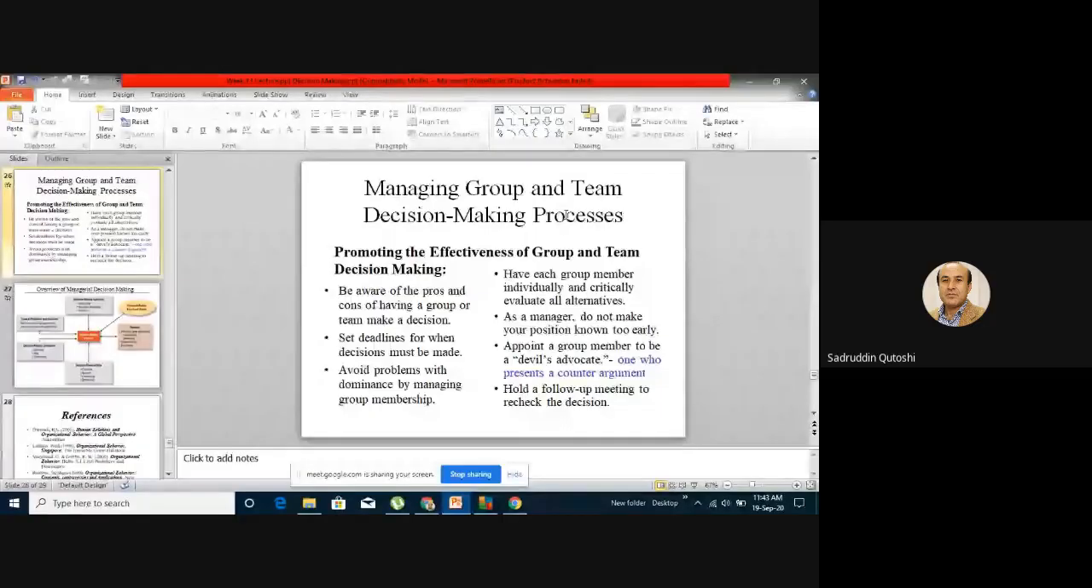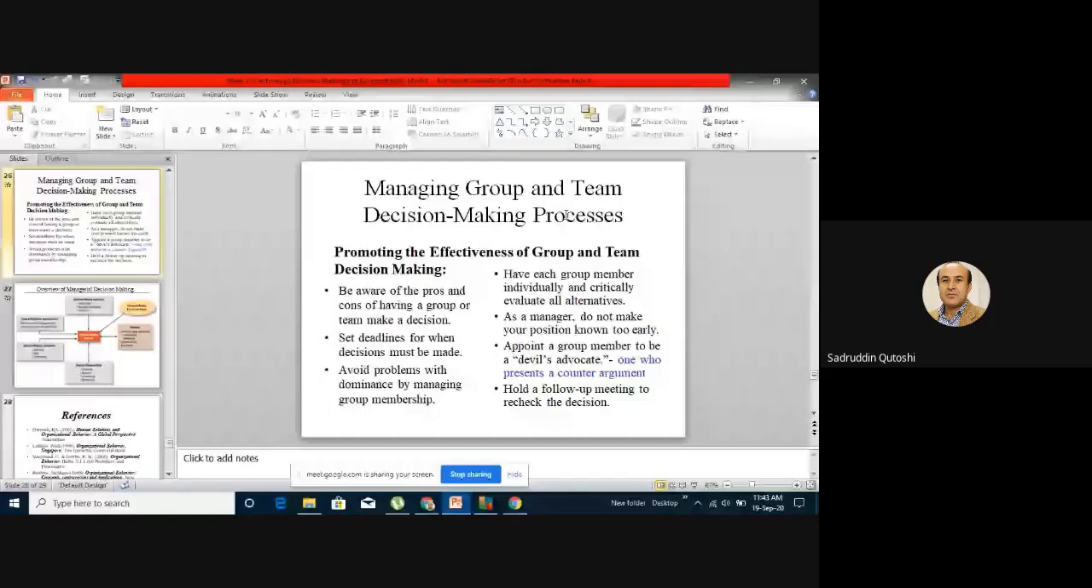The fourth one is, have each member individually and critically evaluate all alternatives. Before taking a group decision, let every member of the group evaluate all available options. When people evaluate at the individual level, at the end they share those evaluations. So you will be in a position to know who has evaluated which option in an efficient manner. In this way, you can take a wise decision.